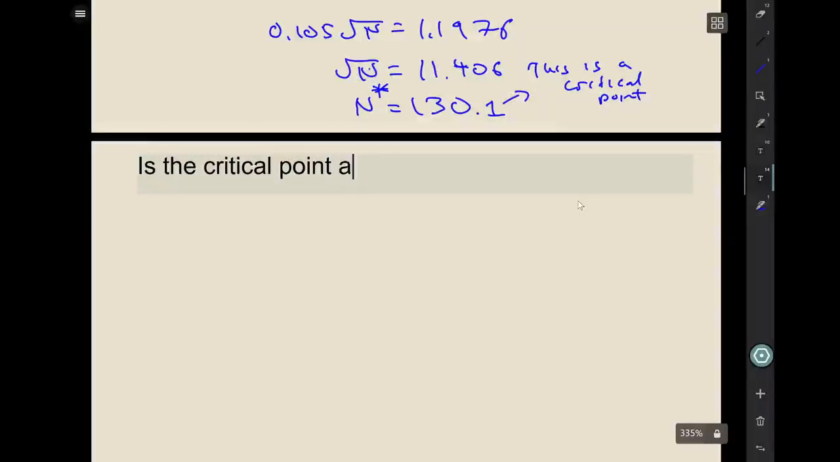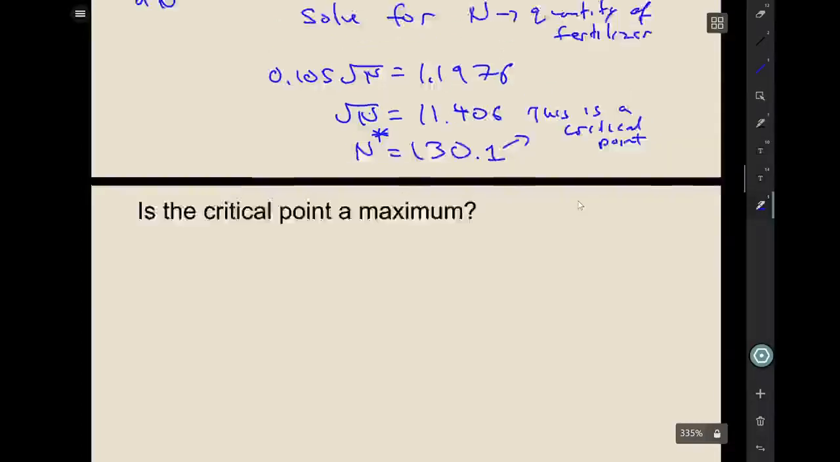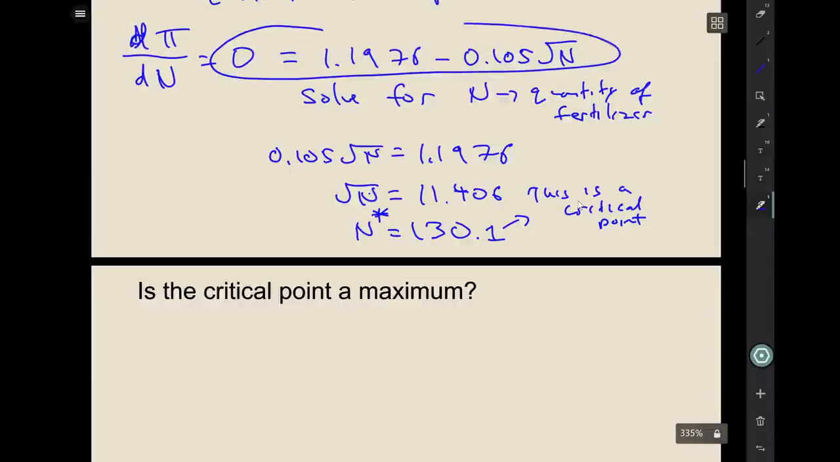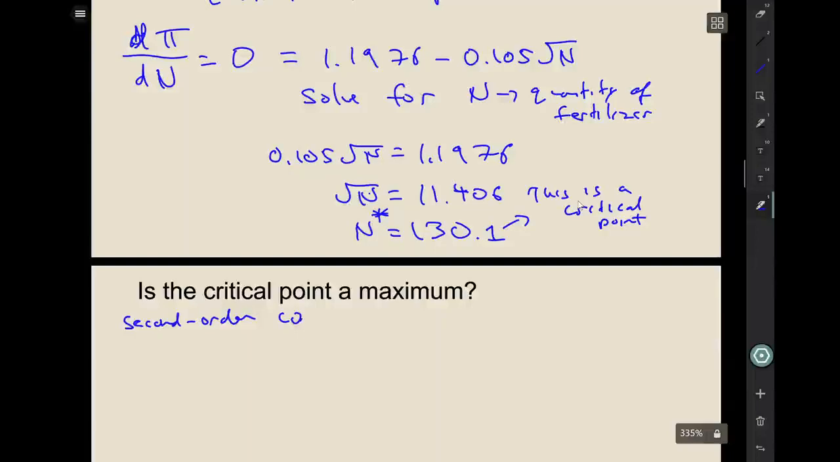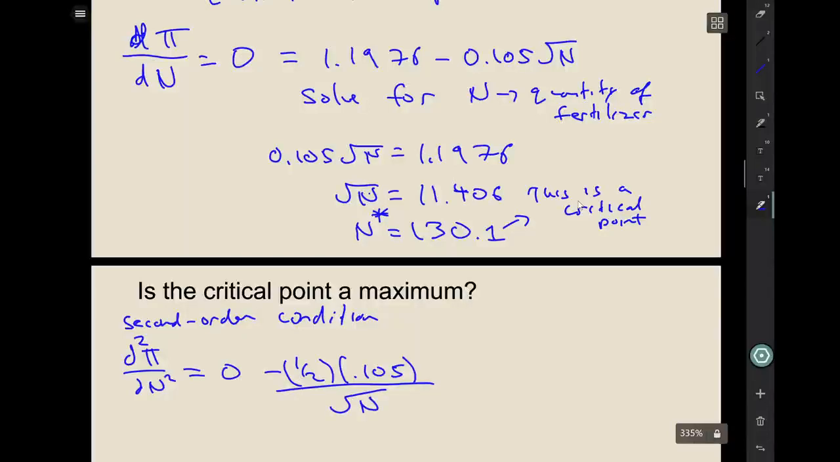Now, is the critical point a maximum? Well, there's two tests that we could use. We know this is the first derivative right up here. So why don't I use the second order condition. And I'm going to take the second derivative, and it's going to be equal to negative 1/2 times 0.105 over the square root of n. So I got that from over here, and when we look at this, we know that n has to be greater or equal to 0, but it's not going to be equal to 0 because then there's not much point in doing any of this work. And then this thing wouldn't be a number either, so that wouldn't be very good.